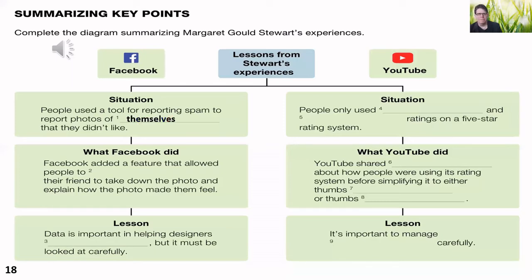People use a tool for reporting spam to report photos of themselves they did not like. Facebook added a feature that allowed people to message their friend, take down the photo. Okay, I'm not going to read the whole thing. Data is important in helping designers make decisions, but it must be looked at carefully. People only used 5-star, the highest, and 1-star, the lowest rating on a 5-star rating system.